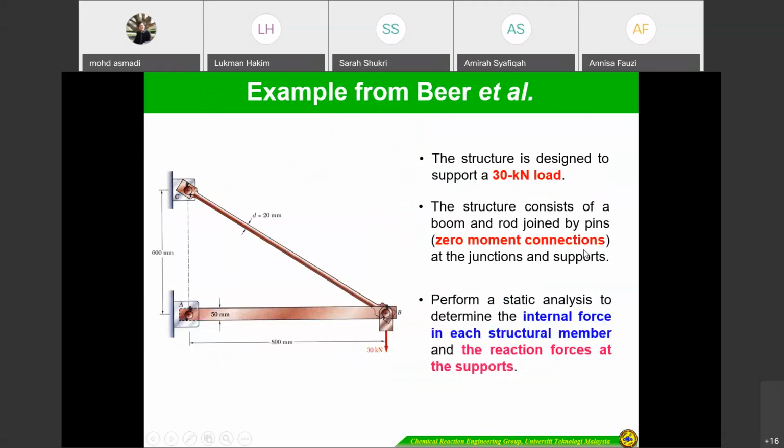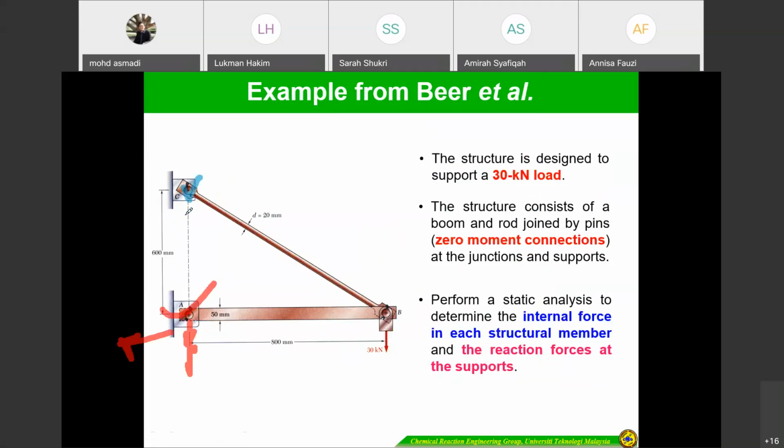If we consider this structure, or beam, a 30 kilonewton load is acting at the end of the beam. The structure consists of a boom and rod joined by pins here, at the junction as well as the support. This is the support. You have to remember this one is a fixed support. They have two reactions.